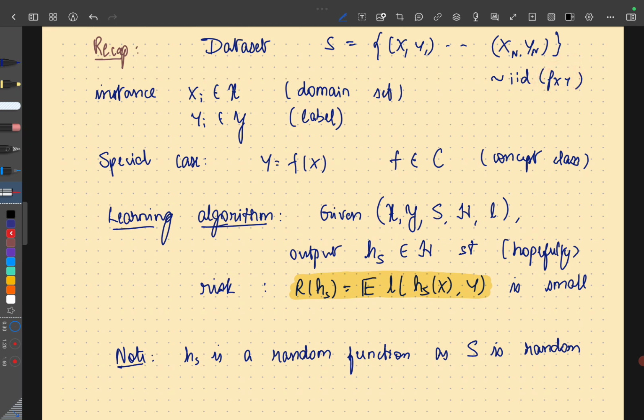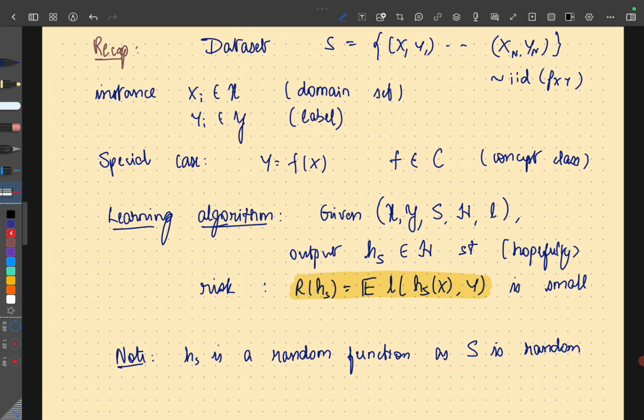We'll also in between consider this special case where the relationship between x and y is deterministic but unknown. So y is equal to some f of x, where this f is assumed to be drawn from some class of functions which we call a concept class. Now this concept class may or may not be known. We will distinguish the cases where the concept class is known versus where it is not known.